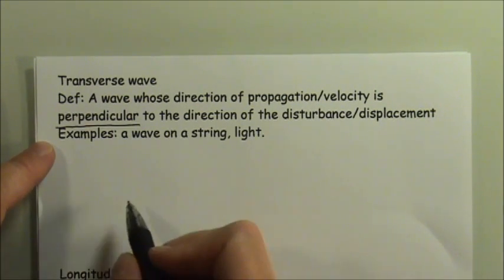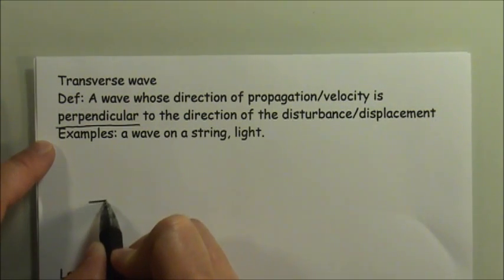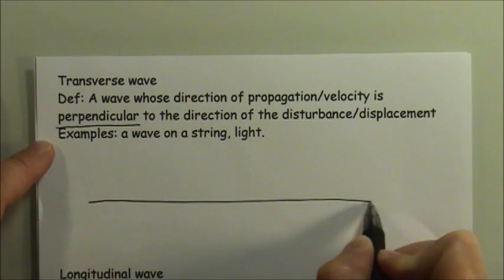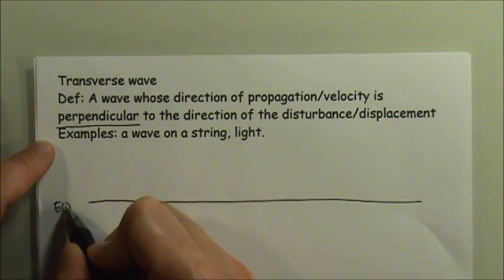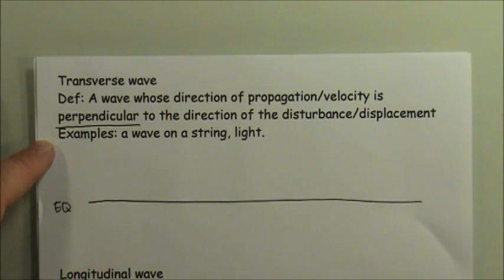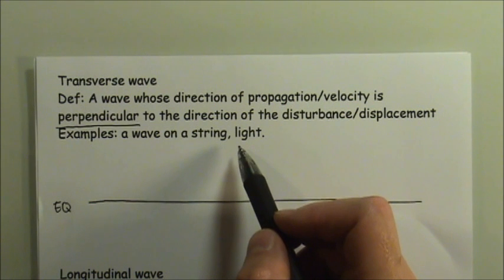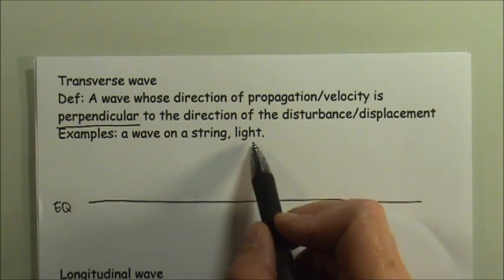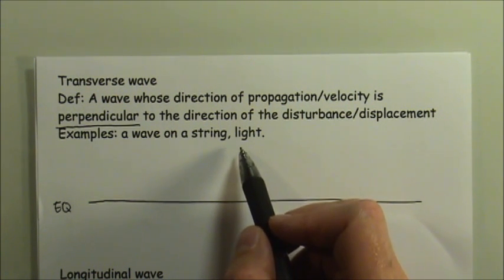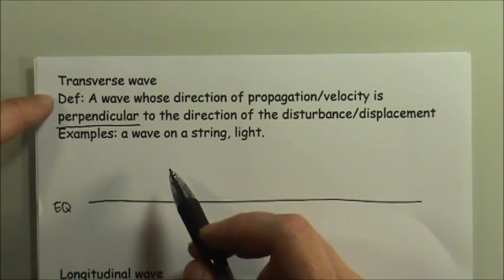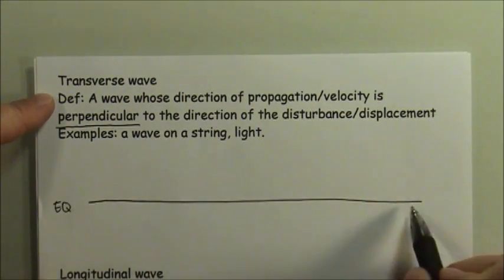So I'm going to draw, first of all, the equilibrium position. So here's the equilibrium position. And let's imagine that, for example, we have a string. So a wave on a string, or light, is also another great example of a transverse wave. Definitely want to memorize that light is one of the great examples of a transverse wave. But I think to visualize it, it'll be easier if we think about the string. So this would be the equilibrium position of the string.